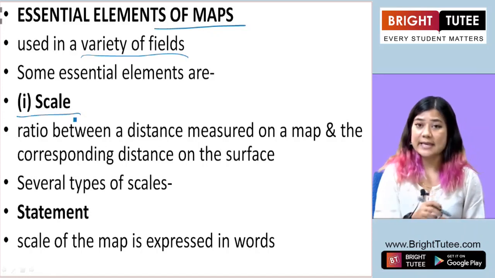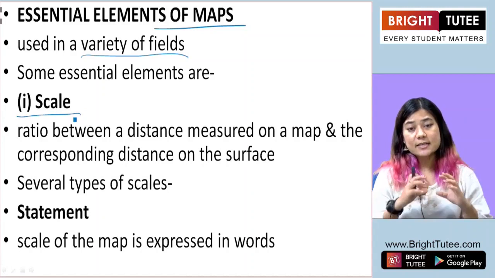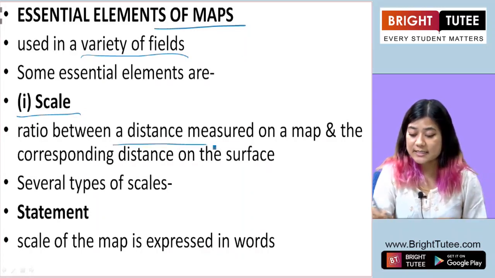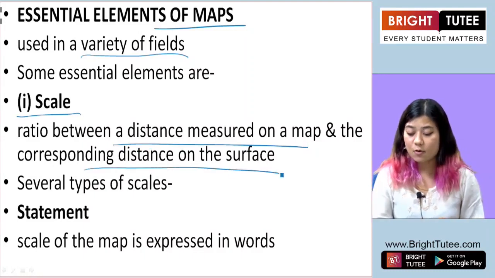Number one is the scale, the measurement. Okay, so what is the scale? Scale is the ratio between the distance measured on the map, on the piece of paper, and the distance on the surface.